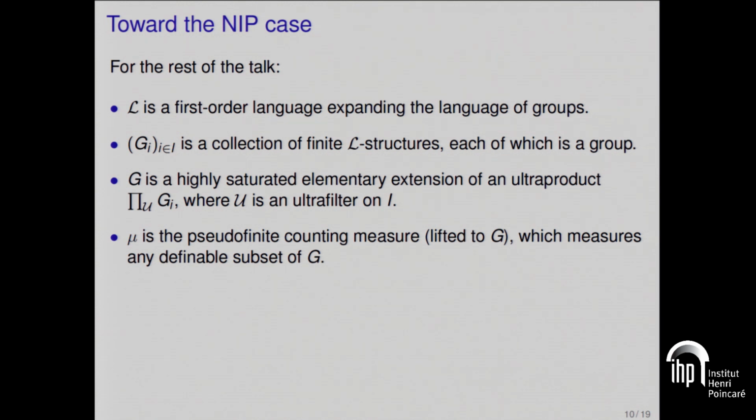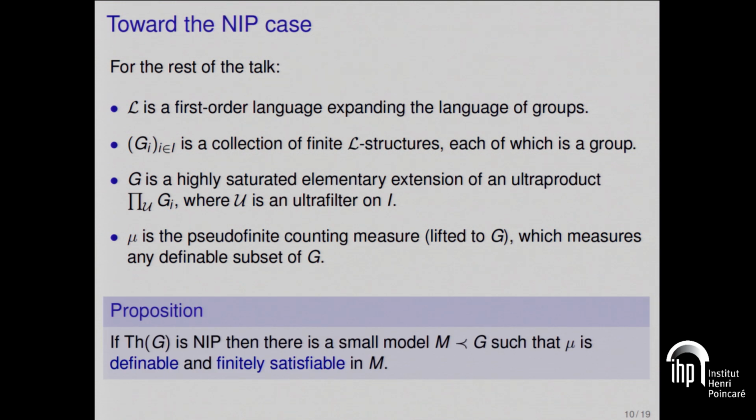And then a nice observation to make here, for people who are more familiar with the terminology, is this. If I were to assume that the whole theory of this structure were NIP, which means every definable relation is NIP, I'm not going to work with this assumption in the talk. But if I were to assume this, then from the VC theorem, you could very quickly prove that this measure is what is called definable and finitely satisfiable in a small model. I'm not going to define those words because they're not so important. I'm going to say analogs of them later.